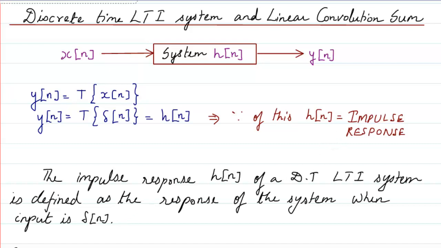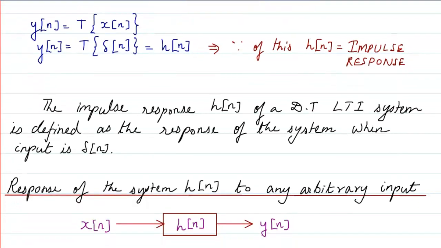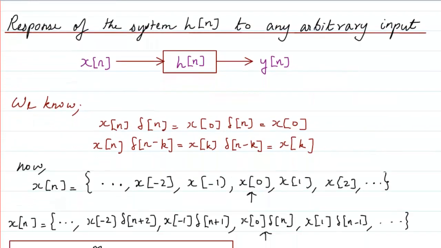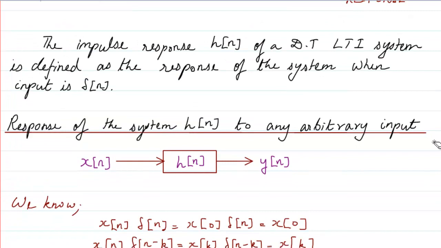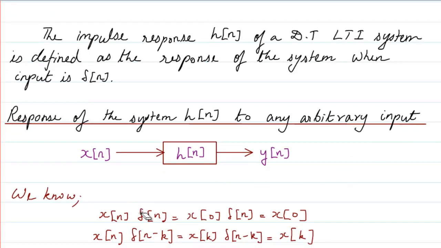So if we know this, then we can derive an equation of y of n with respect to x of n and h of n, which is basically the linear convolution sum, and that is what we are going to do next, which is the response of the system to an arbitrary input. If you have x of n and the system is h of n and you need to find y of n, how will you get it? To understand the method of derivation of this, first we have to look into some of the properties of impulse that we have already studied.